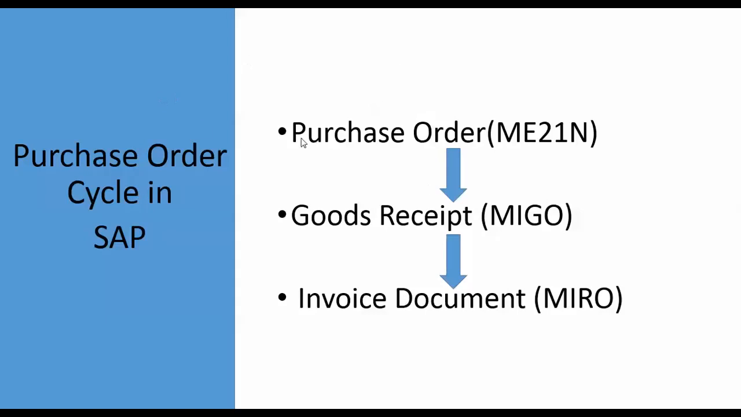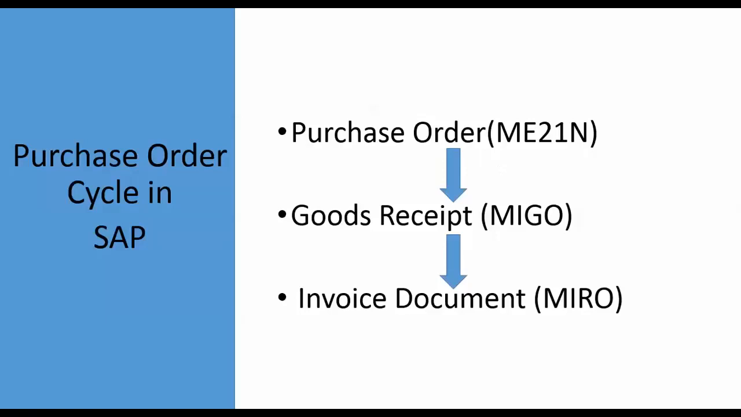So these are steps in the purchase order cycle in SAP. First, we create a purchase order in ME21N transaction code. We transmit this purchase order to our vendor. Then the vendor dispatches material to our plant, which is mentioned in our purchase order.